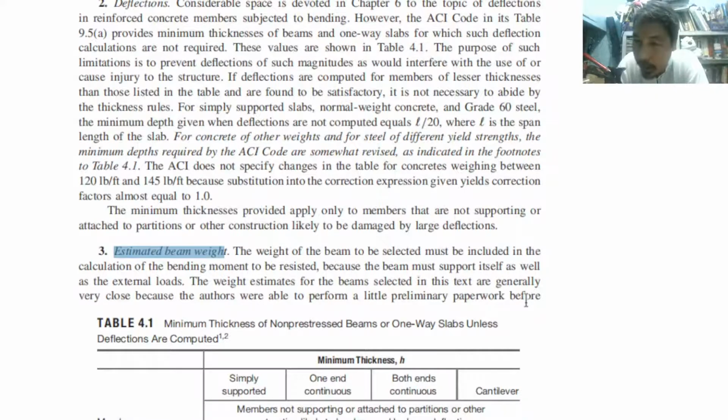Initially, we have to estimate. Why? Because we don't have the dimension. How can you estimate the weight if the element does not have dimension? There is no h, there is no b, there is no d. We can find the weight only if we are given the dimension. So we need first to estimate the beam dimension, an initial estimate.